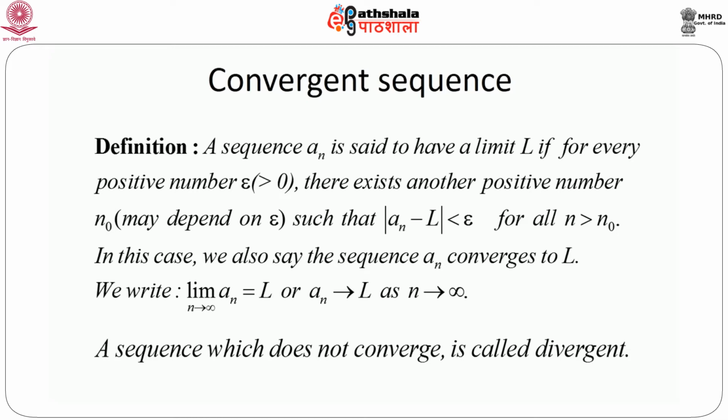We say that a sequence a_n is said to have a limit L if for every positive number, let's call it epsilon, epsilon greater than 0, there exists another positive number n_0, and this n_0 might depend on epsilon, such that the modulus of a_n minus L is less than epsilon for all n greater than n_0. In this case, we also say that the sequence a_n converges to L, and the notation that we use is the limit as n goes to infinity of a_n equals L, or a_n tends to L as n goes to infinity. The basic idea is that as a_n approaches L, the difference between a_n and L should be less than any arbitrary positive fixed quantity. And we say that a sequence is divergent if it is not convergent. So the definition of divergence is very simple.